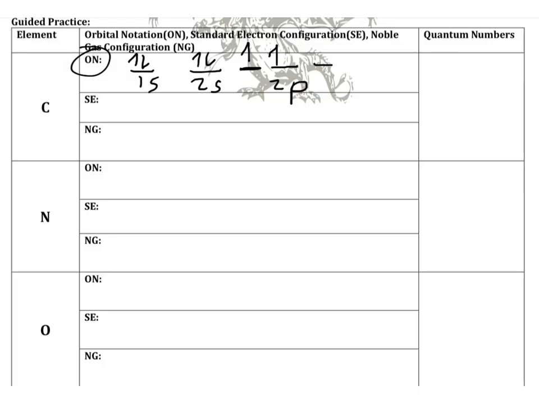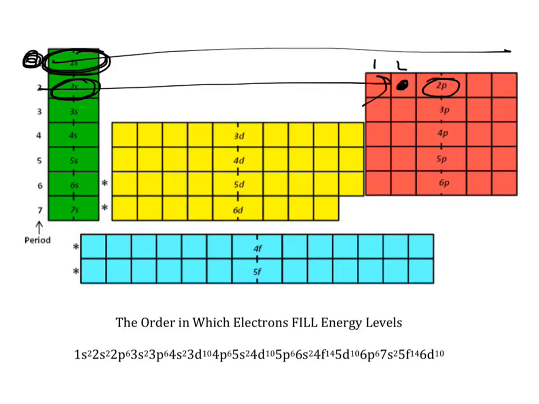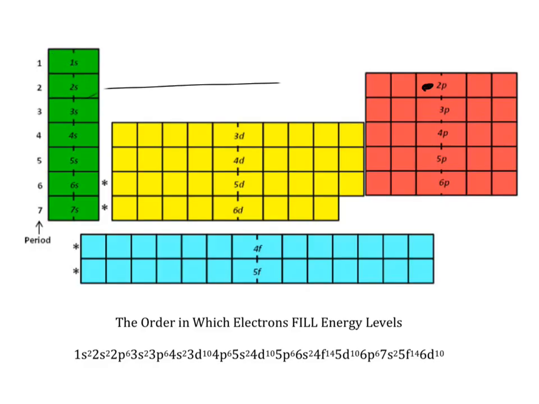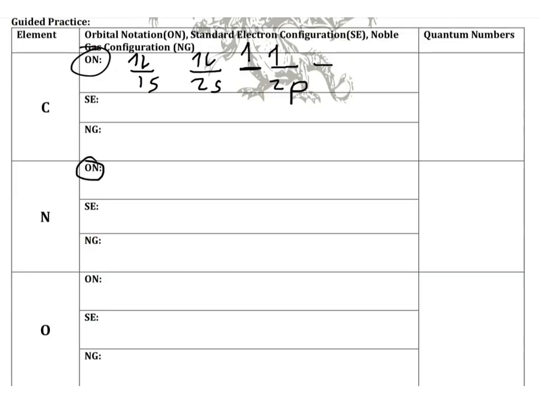Now, let's go ahead and go on to nitrogen. We're going to do the same thing, all right? Now, nitrogen has 7 electrons. It happens to be right here instead. All right, so we're going to do the same thing, but we're going to go all the way to nitrogen. And so I'm going to go ahead and start going a little bit faster now.